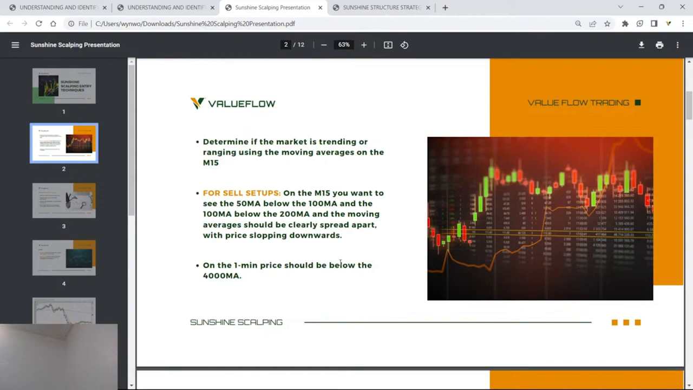Spread apart with what? Sloping downwards. Then what does that mean? It's a sell trend. It's a sell trend when the moving averages are moving down and they are spread apart.